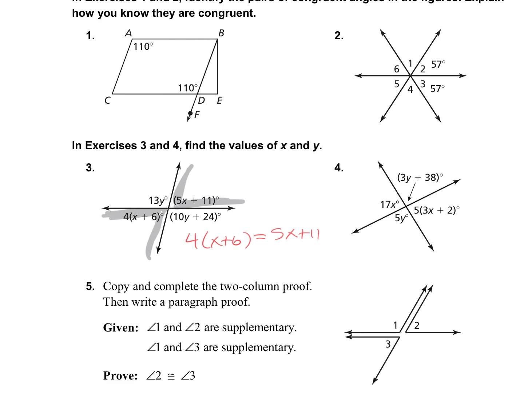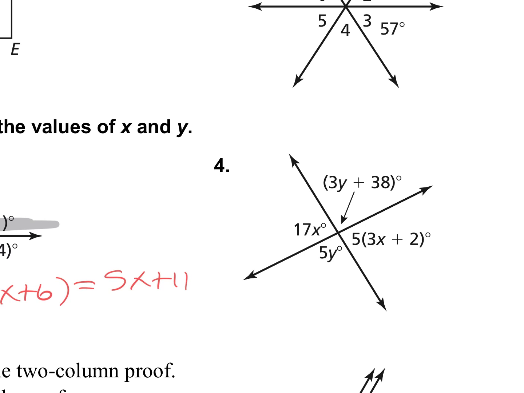Now, let's say in number 4, let's say this 5y was a 5x. If I needed to solve for x, I could use the fact that these 2 angles here are a linear pair. And I could have added them and set them equal to 180. So be able to apply your knowledge and your definitions in order to set up your algebraic equations for these.